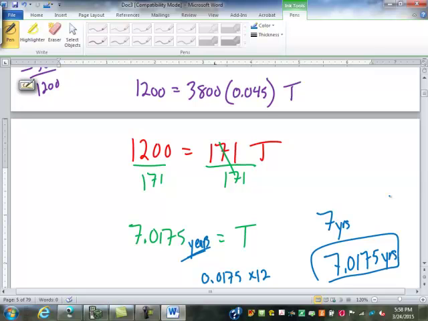I would just say 7.017. Number of days? You could. That'd be 6 days, yeah. 7 years and 6 days. 7 years and 6.3 days if you want to be exact. Actually closer to 7:20 in the morning.